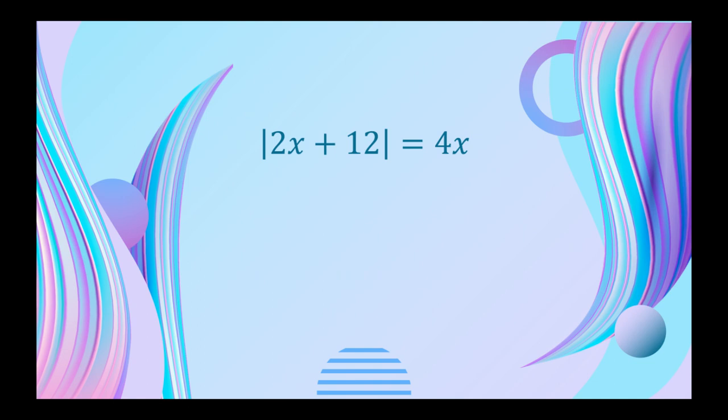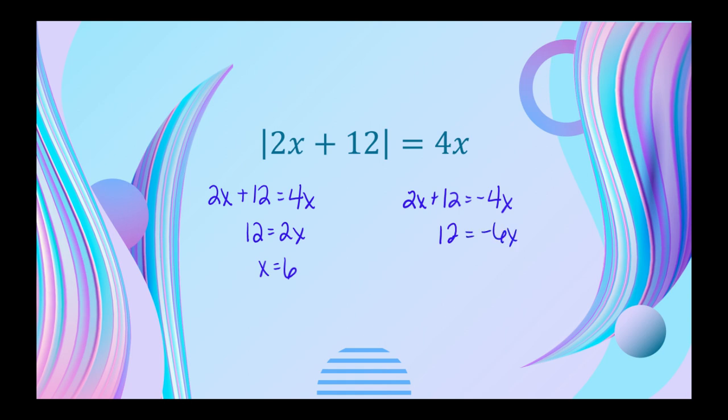So let's look at this one. We're going to set up our two equations again. So we're going to say 2x plus 12 is equal to 4x, and 2x plus 12 is equal to negative 4x. And then we're just going to solve these. So I'm going to combine the x's. I'm going to subtract 2x, and I'm going to divide by 2, and I get x is equal to 6. Over on the right side, I'm going to do the same process again. So I'm going to subtract the 2x, and I'm going to get negative 6x is equal to 12. Divide by negative 6, and I get x is equal to negative 2.